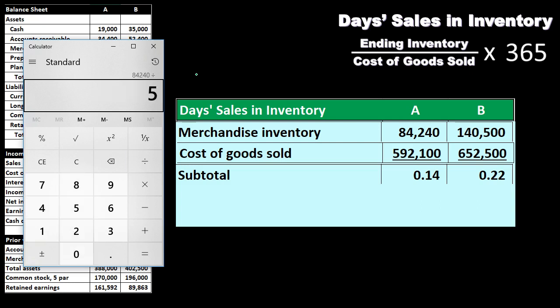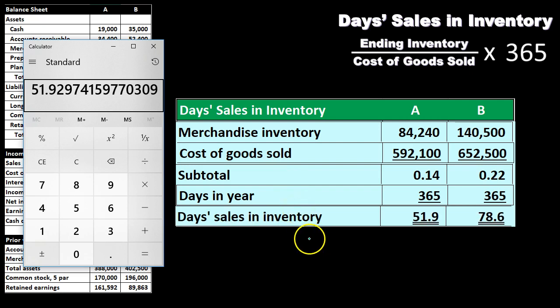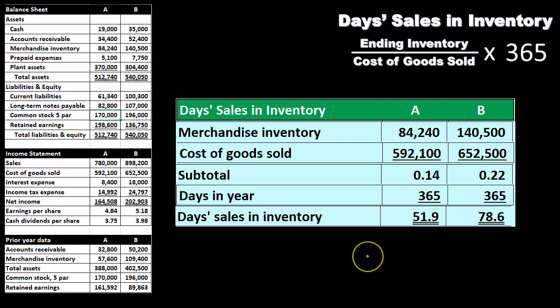84,240 divided by 592,100. That's going to be the 0.142 times the 365. Note you're always going to have to deal with rounding here, so just be aware that we'll always have that kind of rounding issue. That's going to give us the 51.9 and the 78.6. Now, typically, we want to generally hold on to our inventory less. So the turnover that's going to be faster, in this case B, means that we're typically holding on to the inventory for a shorter time period, generally a good thing.